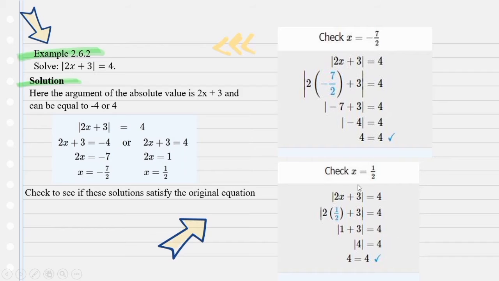And the same for the other one: you substitute into x, you calculate, and 4 equals 4, which is right. The solutions x equals -7 over 2 and x equals a half are correct.